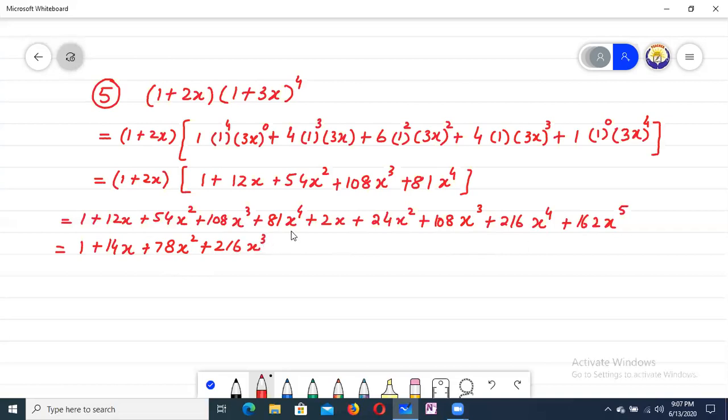Then 81x raised to the power 4 plus 216x raised to the power 4: here 81 plus 216 is 297, so 297x raised to the power 4. Then only one term is there, 162x raised to the power 5. This is the expansion.